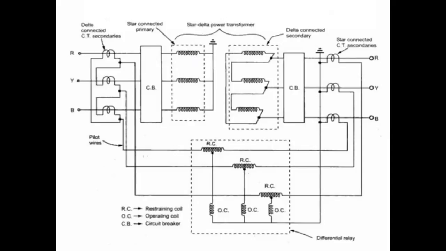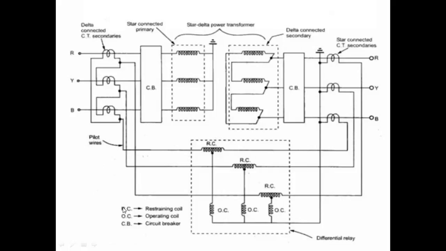So if you are connecting this transformer secondary in delta, you should connect the CT secondary in star. Okay, and in between that, the circuit breakers are used here. So here are the restraining coils. Okay, all the phases of the CT primary are connected to the respective phase of your CT secondary.